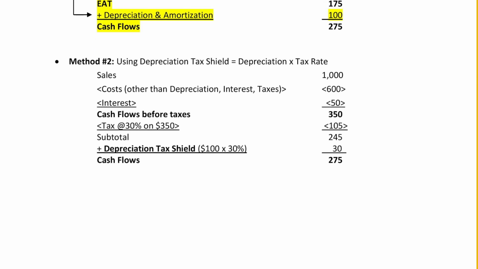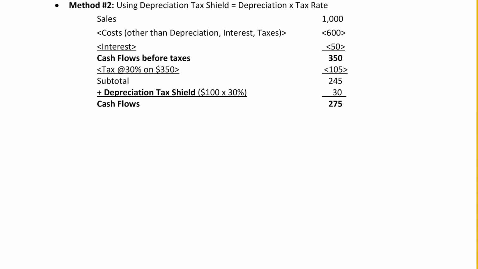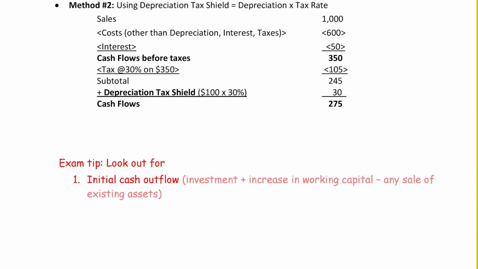Now towards the bottom of the page, let's write exam tip. Look out for number 1, initial cash outflow. So here you're looking at investment plus increase in working capital minus any sale of existing assets.